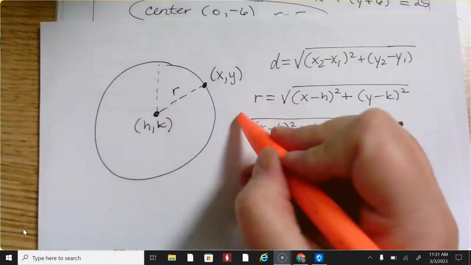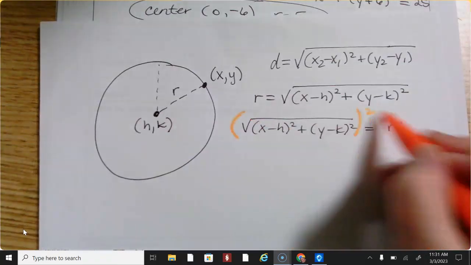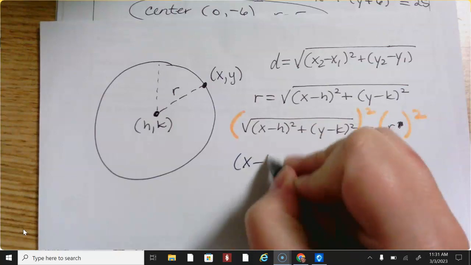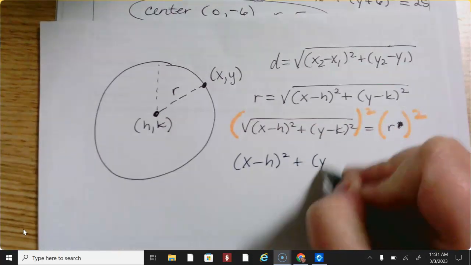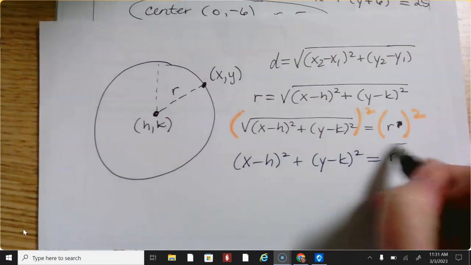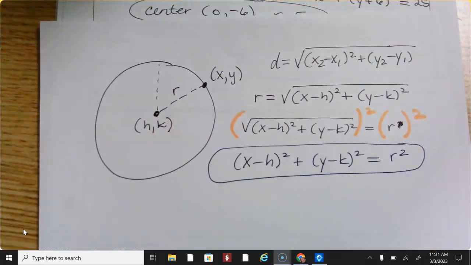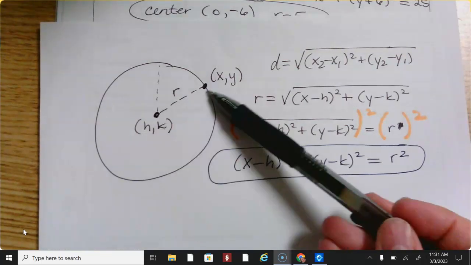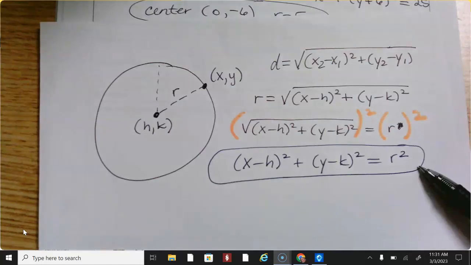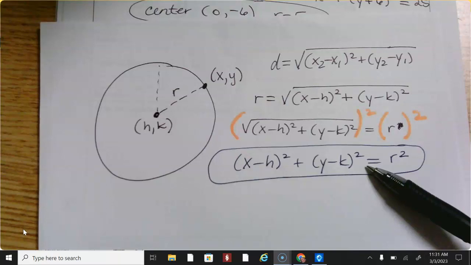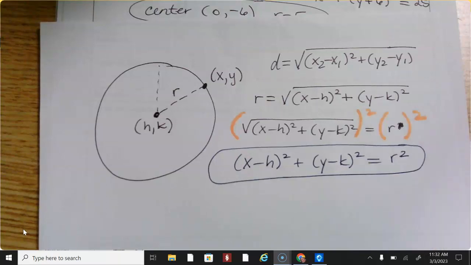All I have to do now to get the circle equation is square both sides. If you square both sides here, voila, we have X minus H all squared plus Y minus K all squared equals R squared. All I did was rewrite the distance formula specific to these 2 points. So it's really just a special case of the distance formula. This is the circle standard form equation, and it's just a special case of the distance formula.